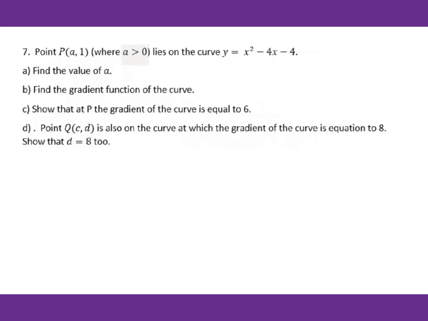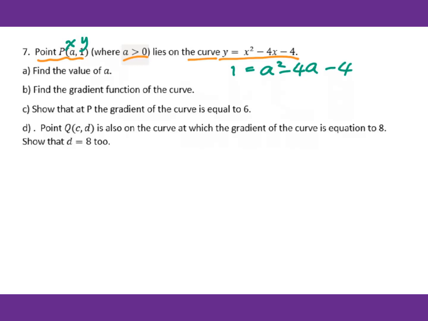Point P (a, 1) where a greater than 0 lies on the curve y equals x squared minus 4x minus 4. When you see the point lies on the curve, you just plug in. So x equals a, y equals 1. I plug in. You will get 1 equals a squared minus 4a minus 4.